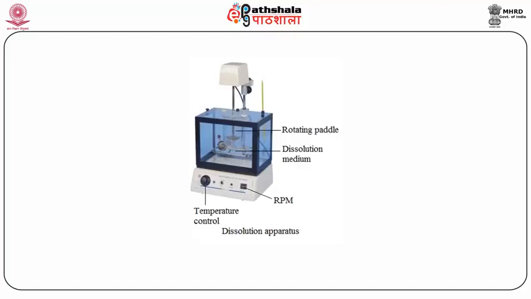There is a rotating paddle which allows the agitation of the dissolution medium so that the molecules are completely dissolved in the dissolution medium. The speed of this rotating paddle is operated through RPM. We can set manually the RPM to the desired value. It can be 50 RPM or 100 RPM, that is revolutions per minute.